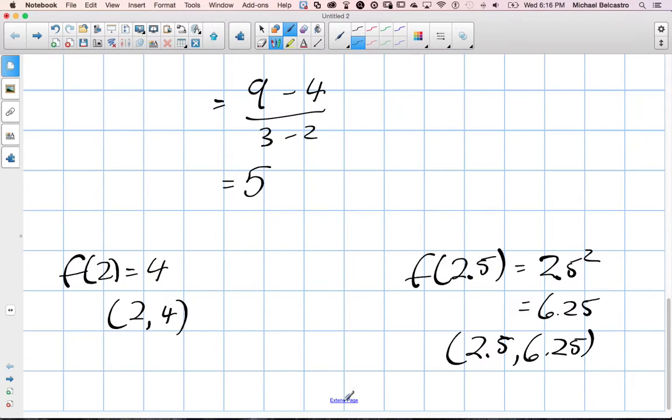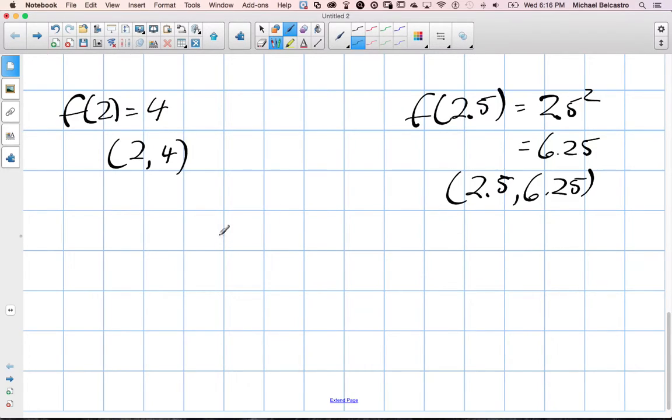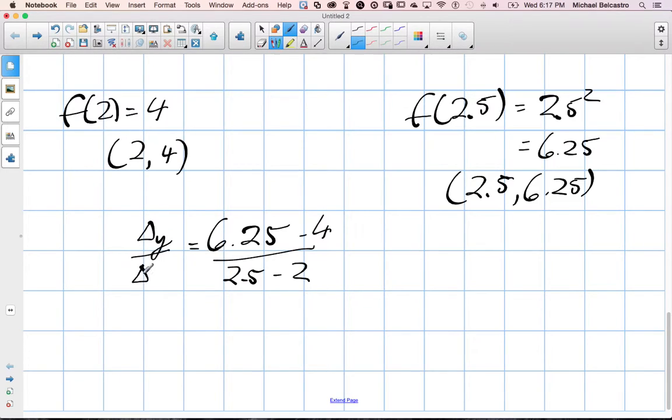So we use our formula to calculate. 6.25 subtract 4 over 2.5 minus 2. Okay, that's change in y over the change in x. This is going to become 2.25 divided by 0.5, which is going to double it. 4.5, I think? Yeah, 4.5. Okay, so now it's saying the slope is 4.5, which is probably a little more accurate.